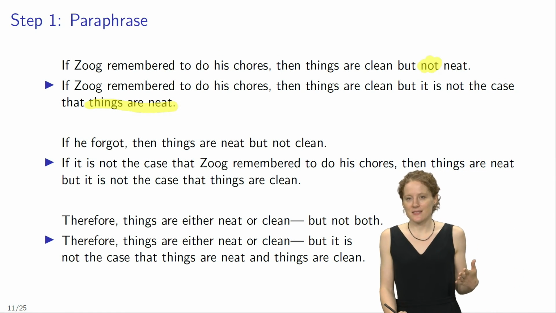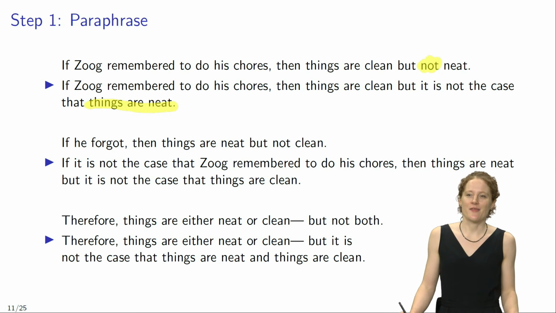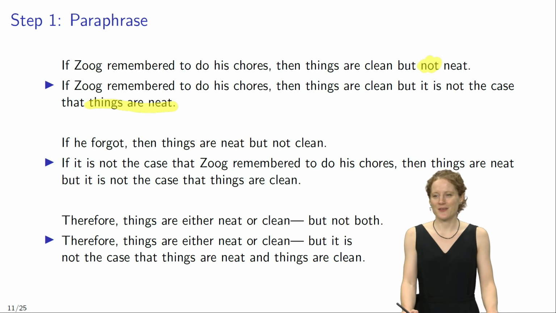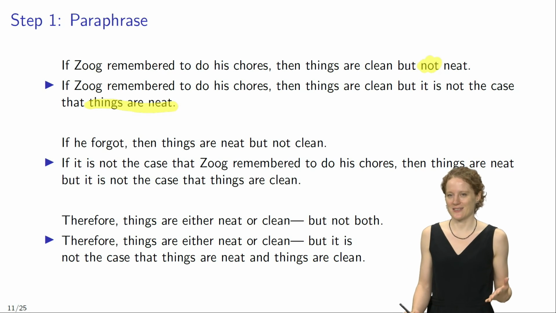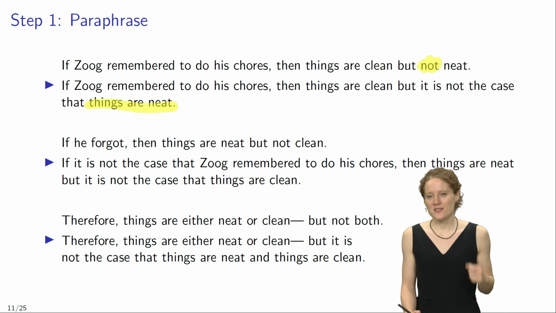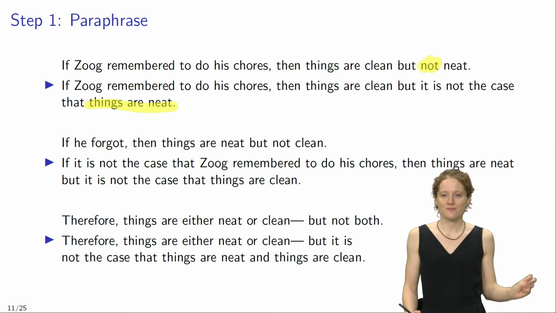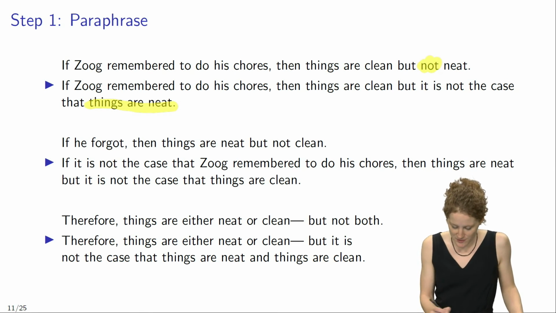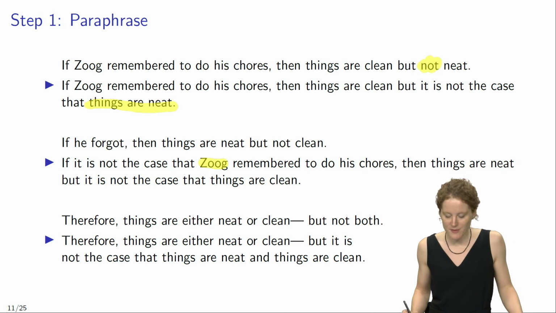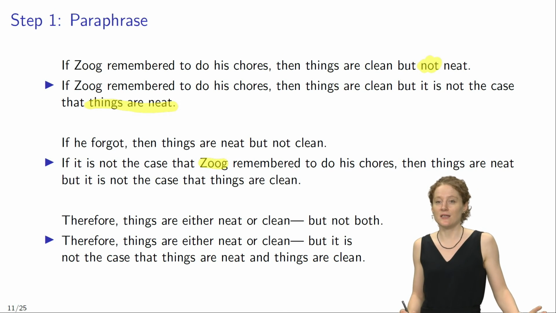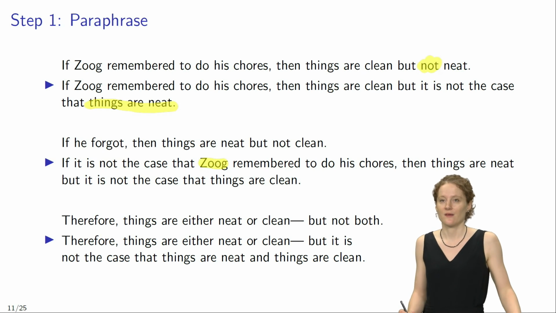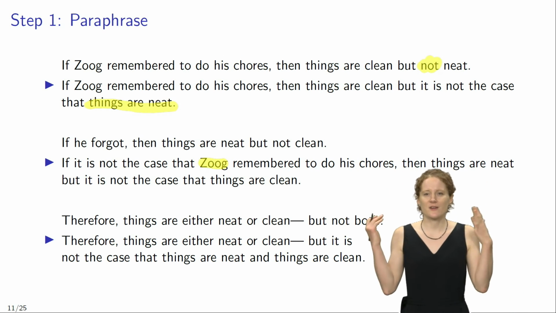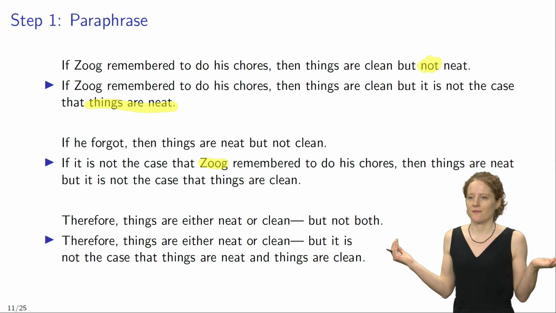The second sentence is, if he forgot, then things are neat but not clean. So there are a couple things here that I did to clarify the logical structure of this argument. First, we have the personal pronoun he, and I clarified that the person who's meant here is Zug. So I replaced the personal pronoun he by means of Zug. And then I thought about the word forgot. Well, forgetting is not remembering, right?